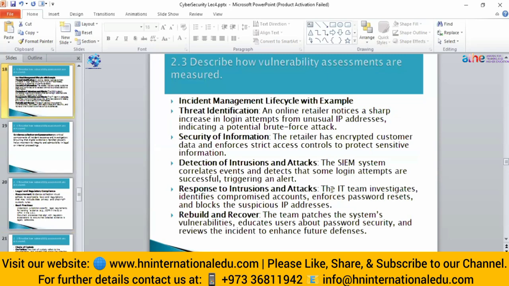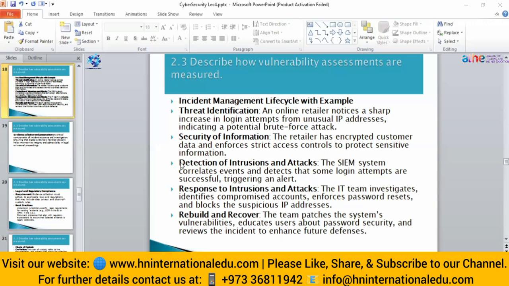Now, if we discuss the incident management life cycle with an example, we have discussed multiple steps: threat identification, security of information, detection of intrusions and attacks, how to respond to intrusions, and how to rebuild a system. Now, for example, an online retail business notices a sharp increase in login attempts. A sharp increase in login attempts might be a DOS attack. So it enforces strict access controls to protect sensitive information. They are going to detect the intrusion and attack. Now they sense something is wrong, as there is a sharp increase in login attempts.